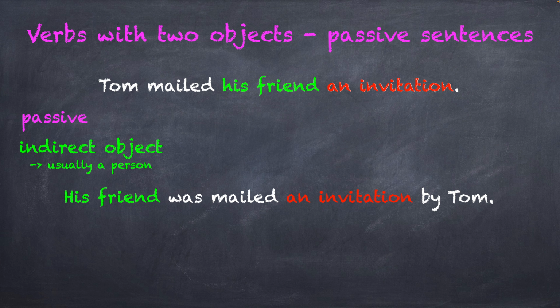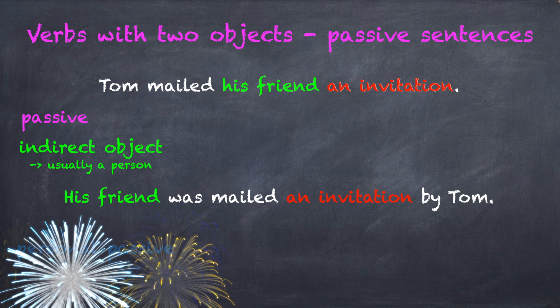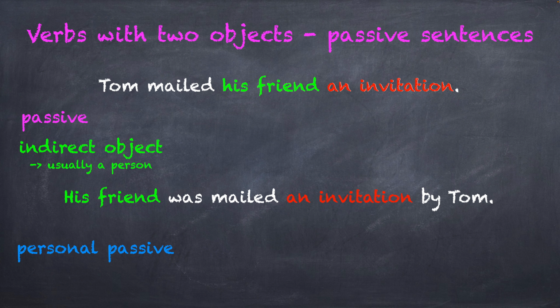You should already know how to do the verb in passive. If not, check out the other video. And the rest stays the same, so the an invitation object remains in the end of the sentence before the by agent. This sentence starts with the person, so this is called the personal passive.